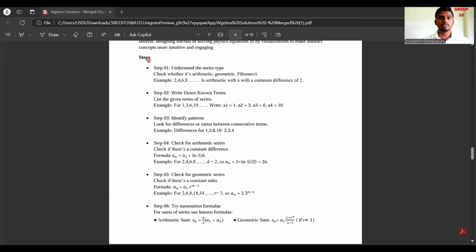Step 6. Summation formulas. For the sum of the series, apply the arithmetic formula first. The arithmetic sum is Sn equals n by 2 times (a1 plus an). The geometric sum is Sn equals a1 times (1 minus r to the power n) divided by (1 minus r), if r is less than 1.